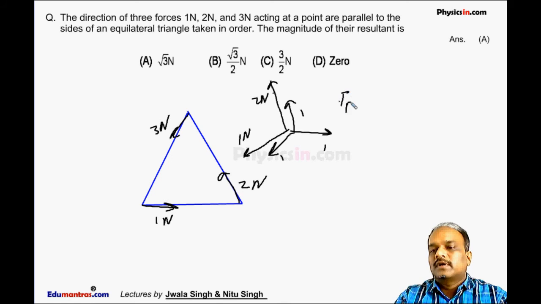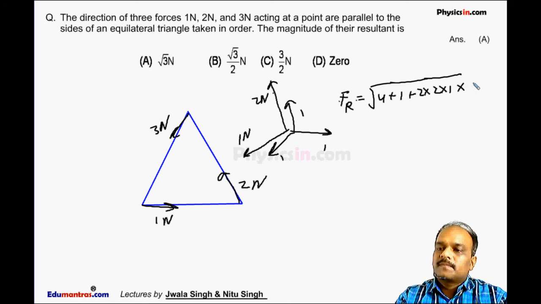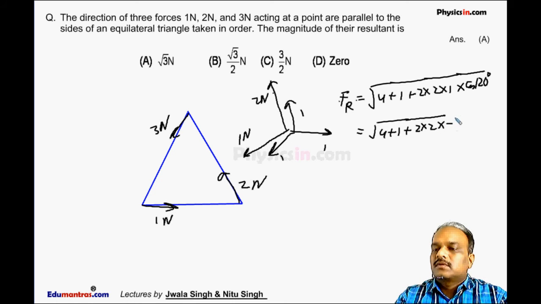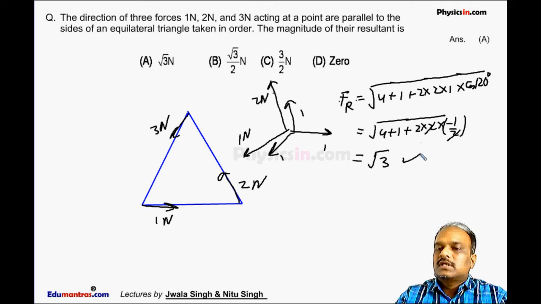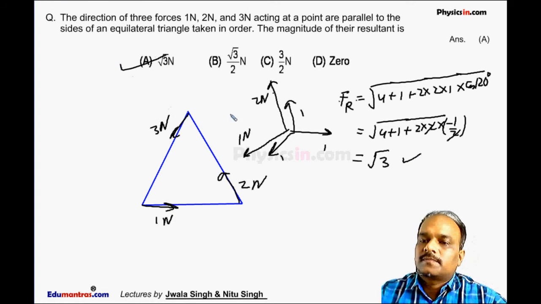So the resultant force Fr is given by root over 2 square plus 1 square plus 2 into 2 into 1 into cos 120 degree. So this is equal to root over 4 plus 1 plus 2 into 2 into cos 120, which is minus 1 by 2. So this 2 will cancel out. We get it as root over 3. This is the answer. So the resultant is root 3 Newton.